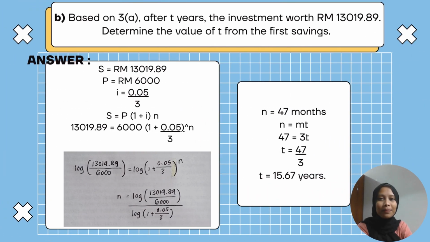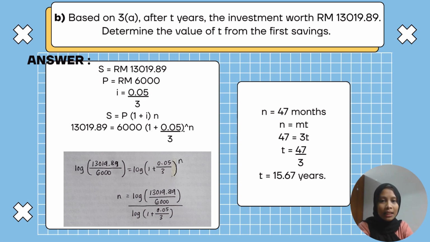For question B, based on 3A, after T years, the investment is worth RM 13,019.89. Determine the value of T from the first savings. So we know that 13,019.89 equals 6,000(1 + 0.05/3) to the power of n. To find n, we have to use the log formula. So we can get the answer for n in months, which is 47 months.